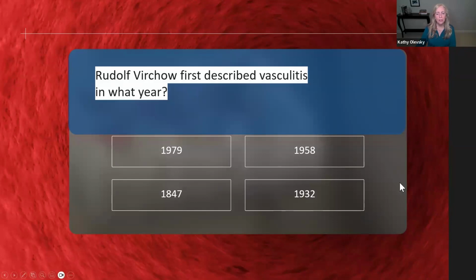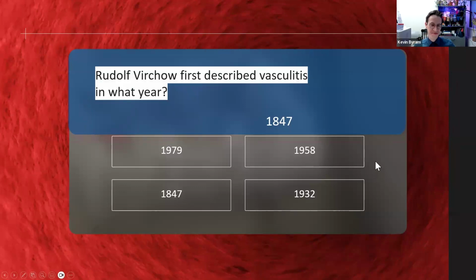Interesting. Okay, well, we'll move to the next slide. Rudolf Virchow first described vasculitis in what year? Was it 1979, 1958, 1847, or 1932? And the answer is 1847. Wow, that was so long ago. I'm very surprised to hear that.